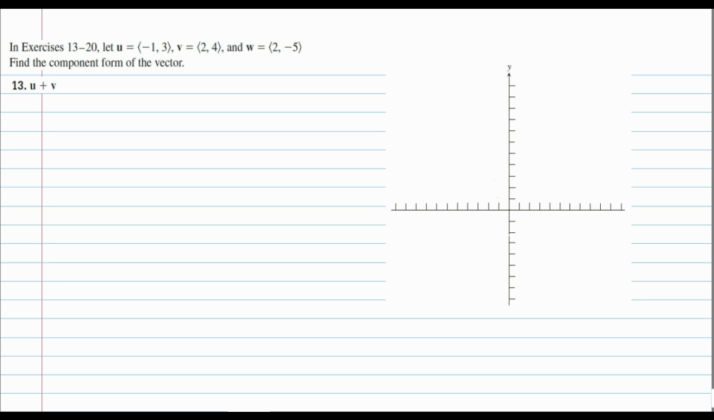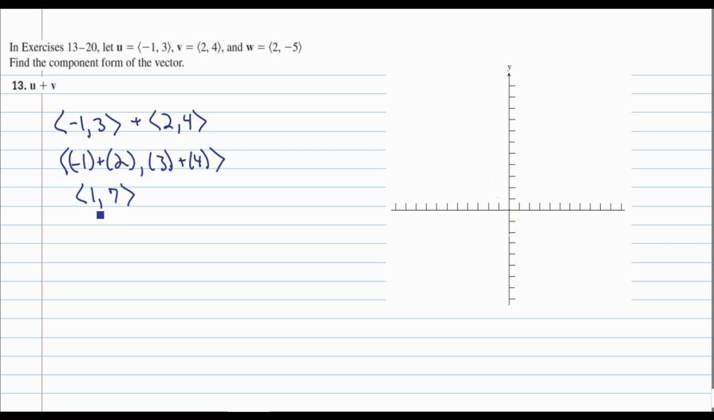Problem 13 asks us to add the vectors u and v together, which will result in the vector 1 comma 7. Now visually we'll take the vector u in standard form, and then we'll add 2 to the x-coordinate and 4 to the y-coordinate by putting the equivalent vector to vector v up at the head of vector u, which would then result in the vector u plus v, which is vector 1 comma 7, starting at the origin, ending at the point 1 comma 7.